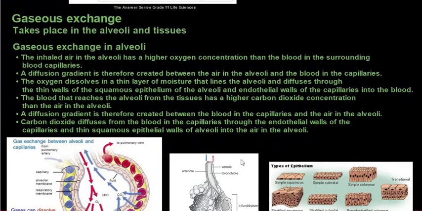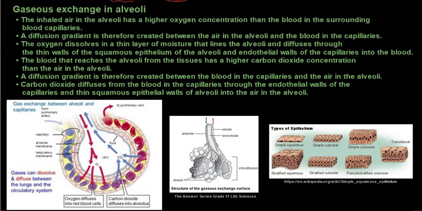So we've looked at how air moves in and out of the lungs. Now we're going to look at gaseous exchange. So this takes place in the alveoli and tissues. There are two areas specifically that we are going to look at. So gaseous exchange in the alveoli, so in the lungs.